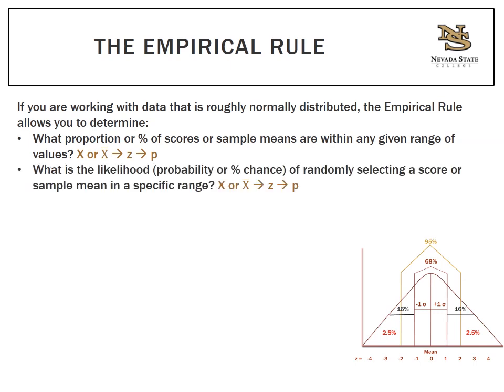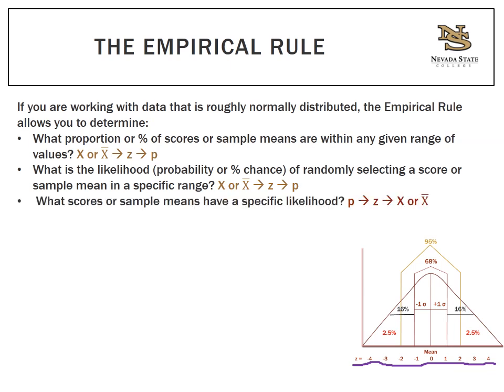Here's kind of the same thing if you want to look at not just the proportion, the relative frequency, but the likelihood, changing the way we interpret it to p, or the percentage chance of randomly selecting a score or sample mean in a specific range. Then again, you would convert your score or your sample mean into a z-score and then use that z-score to determine the probability. Because you notice down here, these aren't x's or means, right? They're z-scores. So again, that z-score is the bridge between raw values and probabilities or proportions.